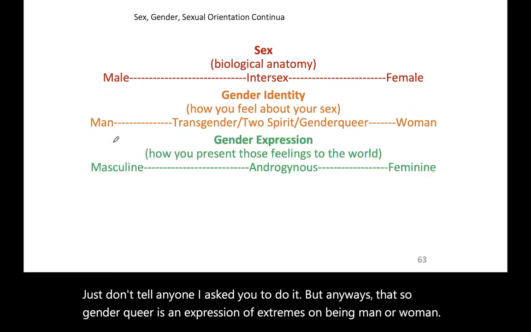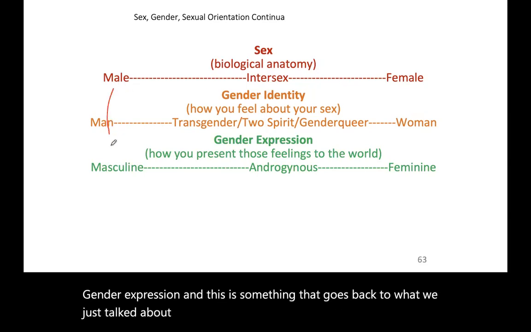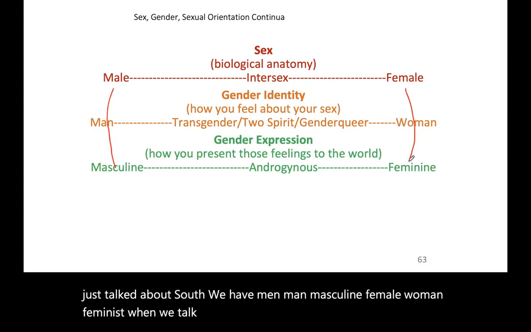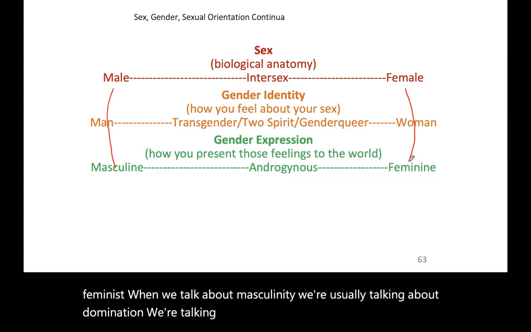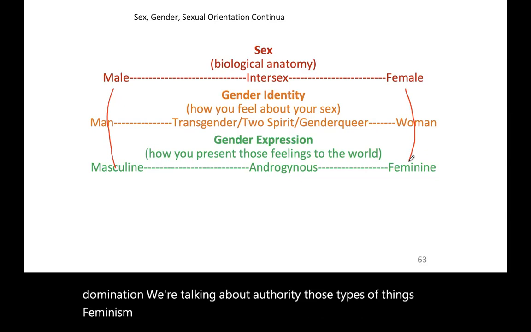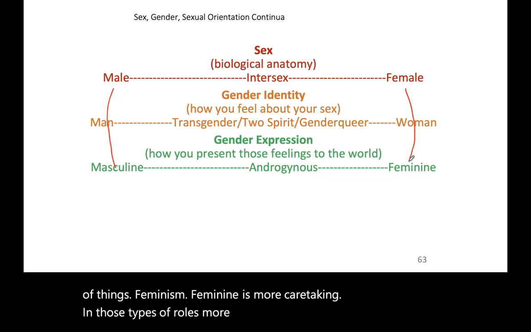Gender expression, and this is something that goes back to what we just talked about. So we have men, man, masculine, female, woman, feminine. When we talk about masculinity, we're usually talking about domination, authority, those types of things. Feminine is more caretaking, in those types of roles, a more nurturing type of expression.